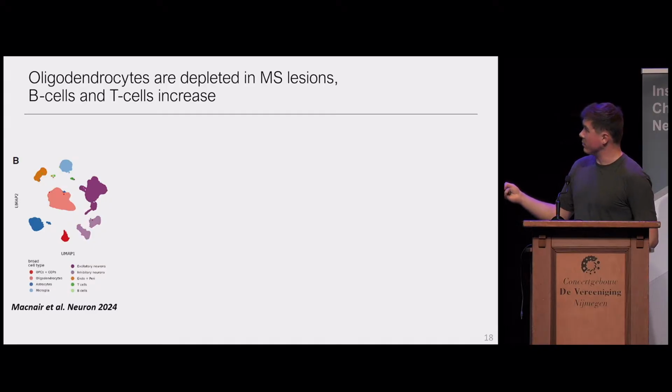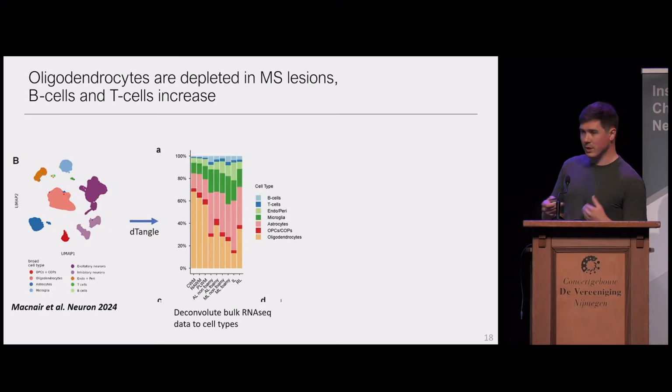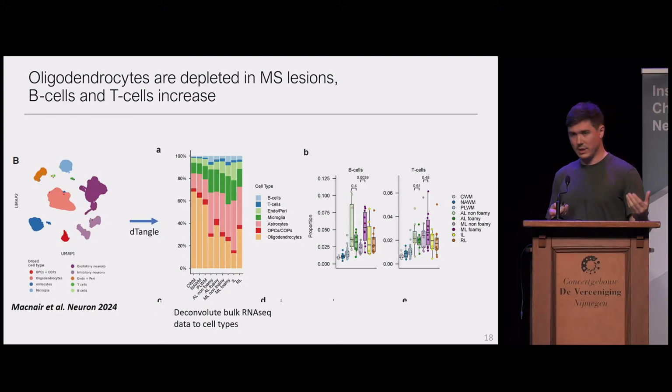So we obtained a single-nucleus RNA sequencing data set from a recent paper that also did transcriptomics on MS lesions, and then related this to our data set. We could use deconvolution to estimate the cell type abundance in our samples, and we could, for example, see that oligodendrocytes, the cell type making myelin, drastically reduced in all lesion types. And we see, as expected, also an increase in the number of T and B cells.